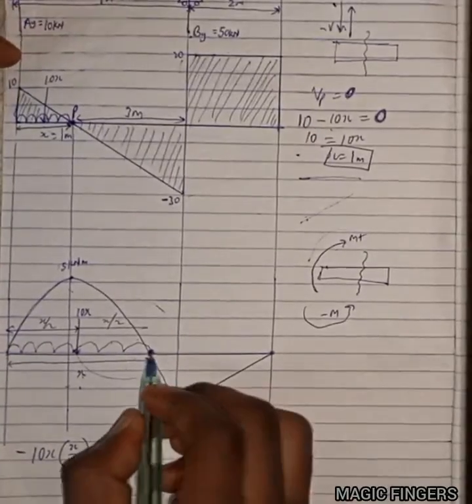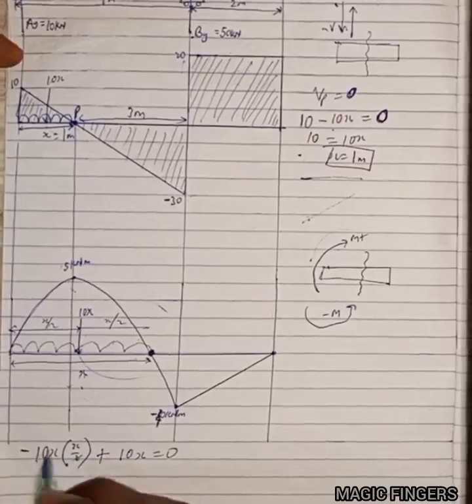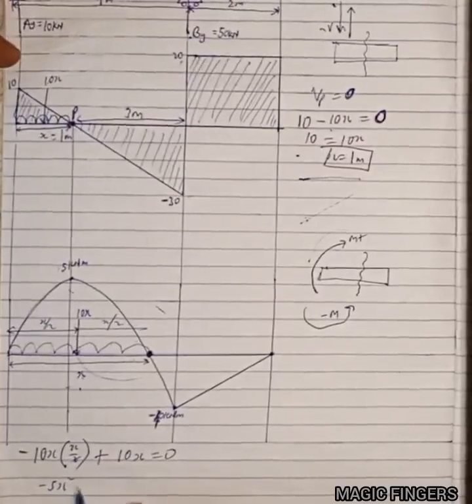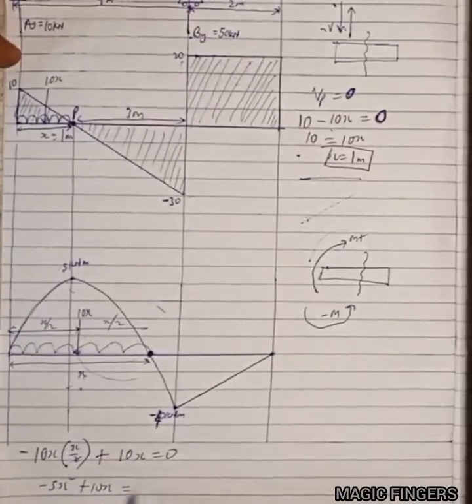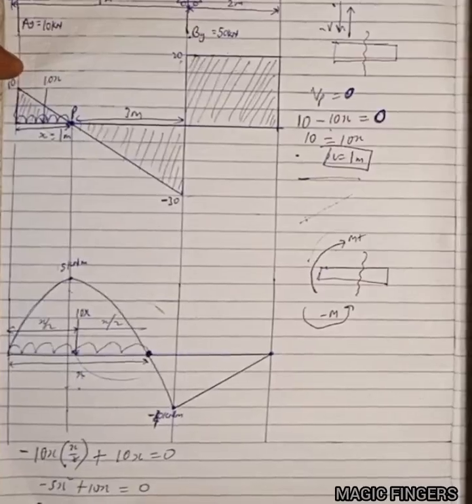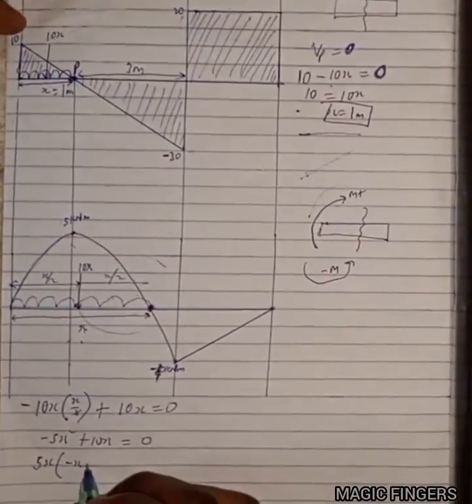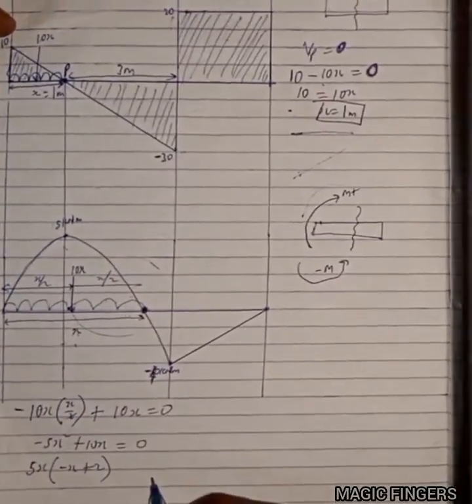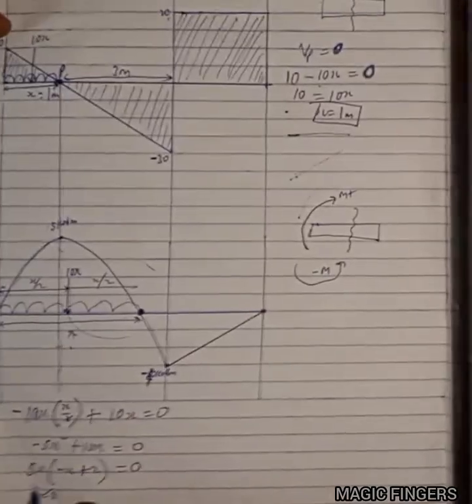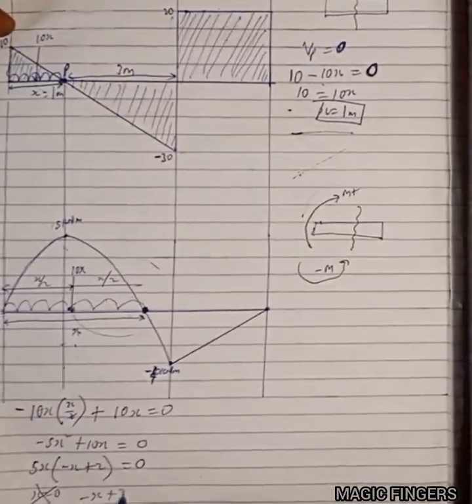And remember, the moment about that point is equal to 0. So from here I have minus 5x squared plus 10x equal to 0. So I can just factorize 5x out. That will give me minus x plus 2, and that's equal to 0. Here x equal to 0 will be rejected. This part cannot be 0. The next one, minus x plus 2 equal to 0.